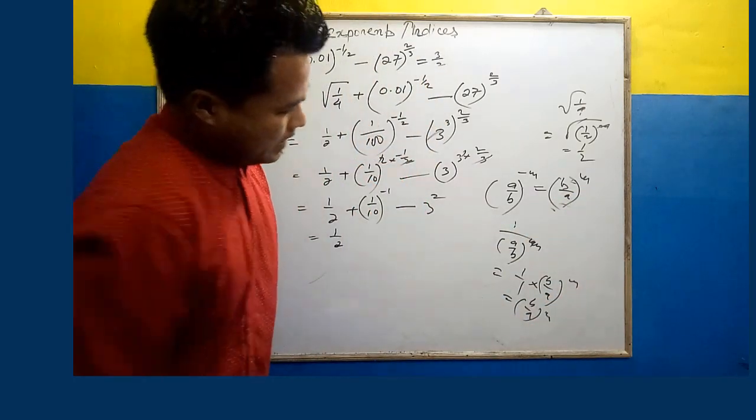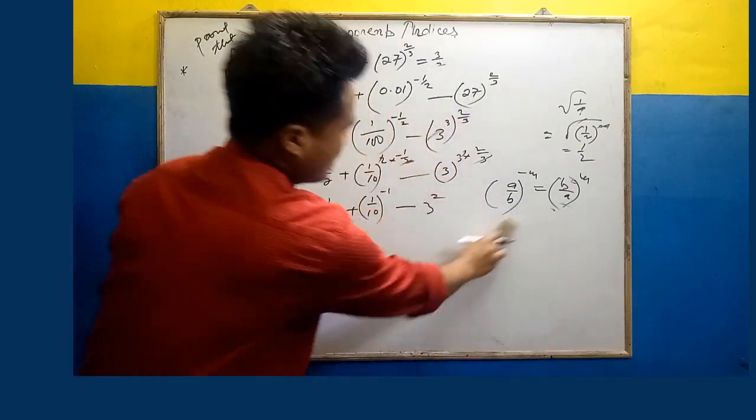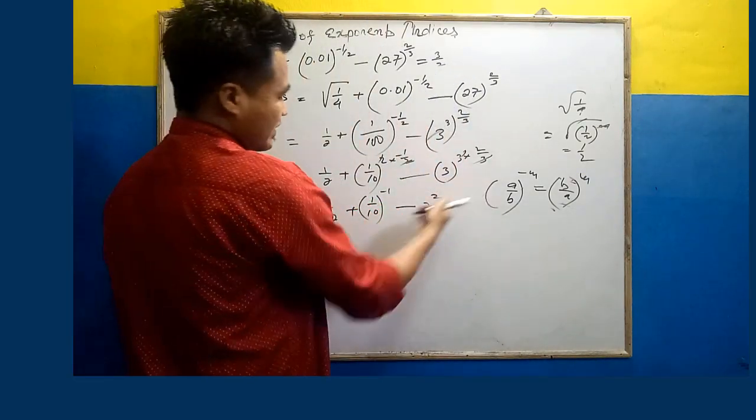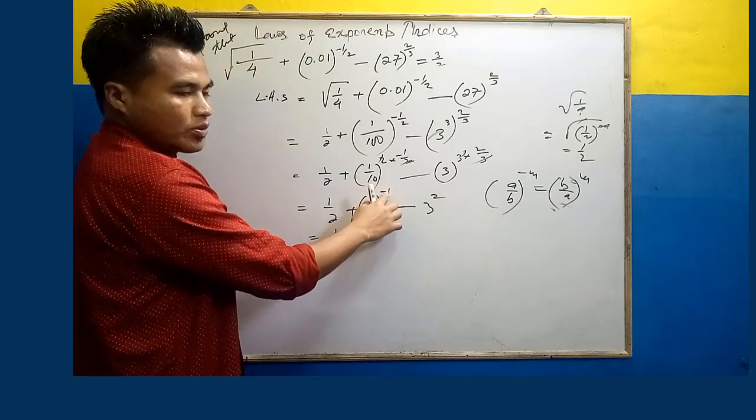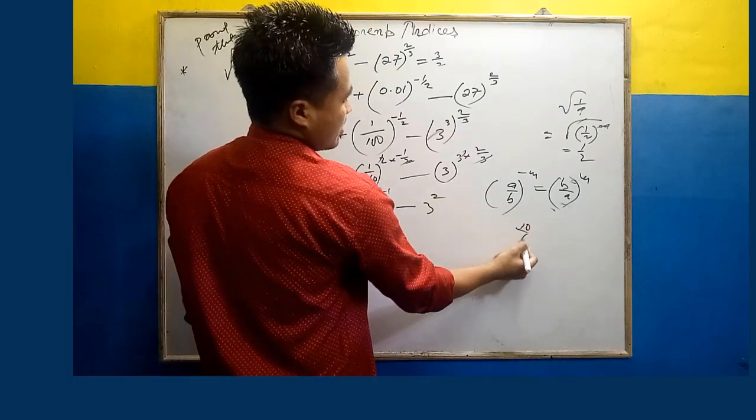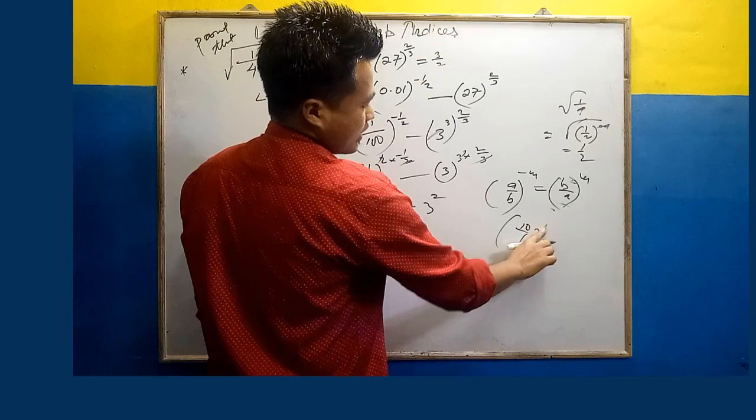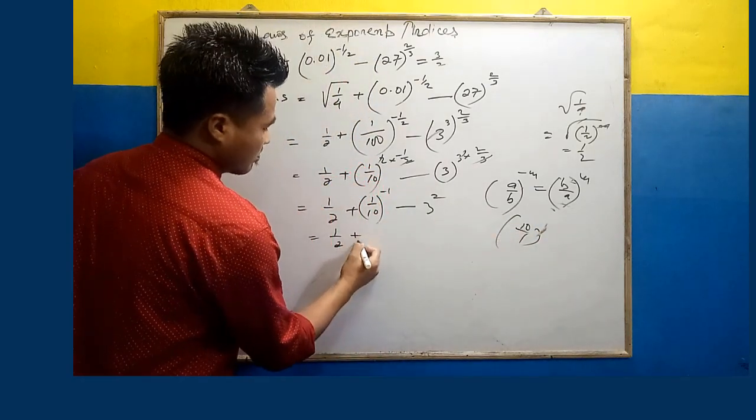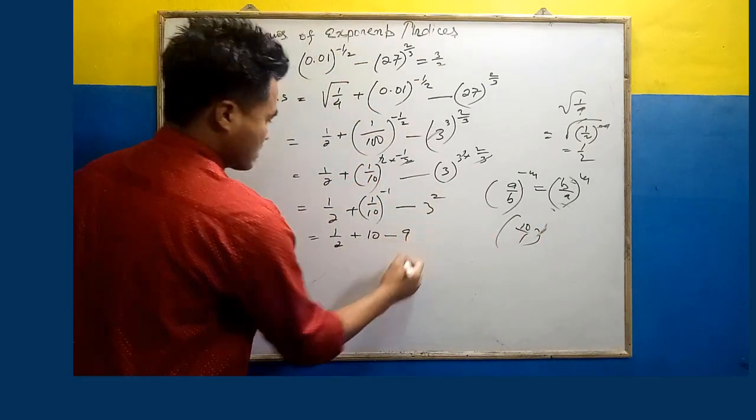Same thing with this one. So here, what can I write? If I interchange, it will be 10 by 1 to the power positive 1. So if you interchange 10 by 1 to the power positive 1, no need to write. So this 10 by 1 is 10 itself, minus 3 square is 9.